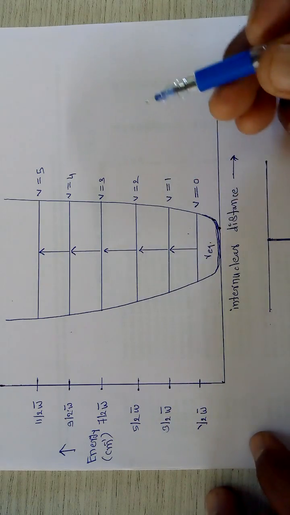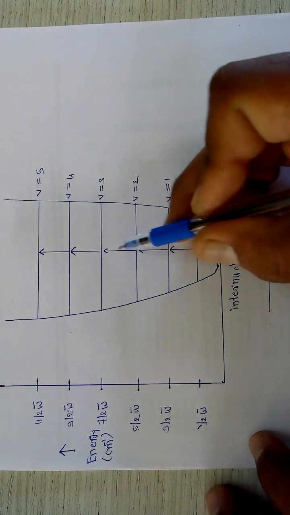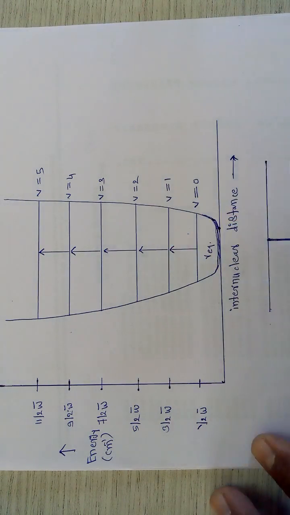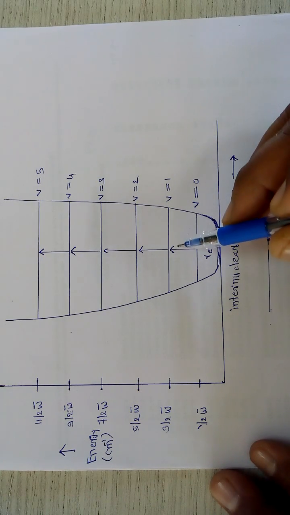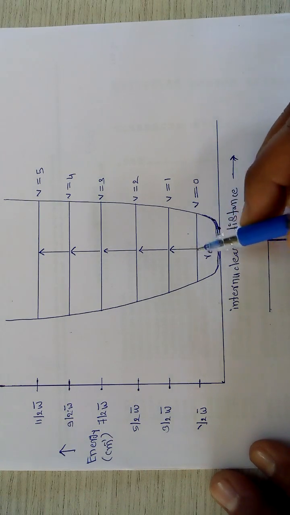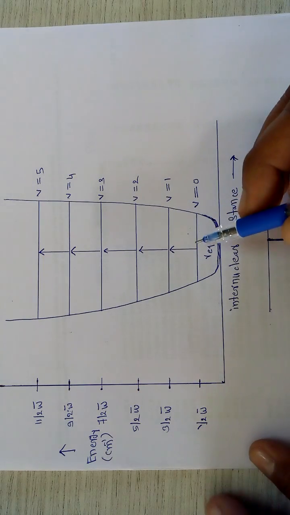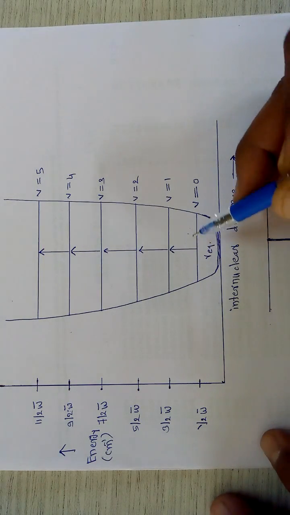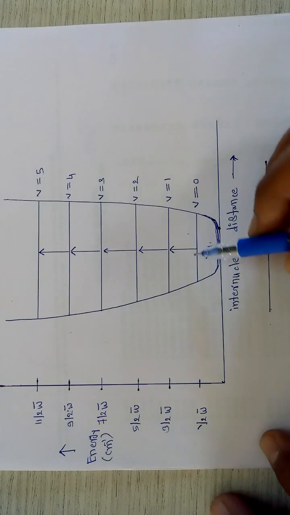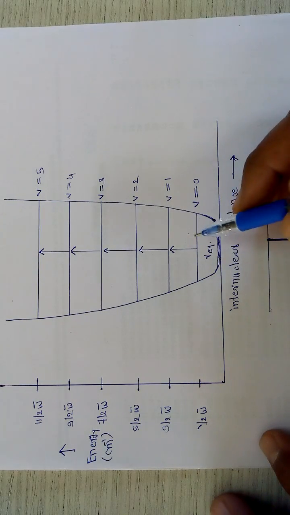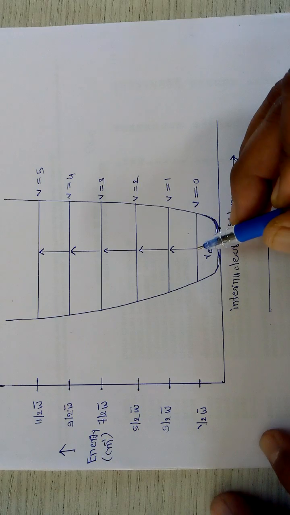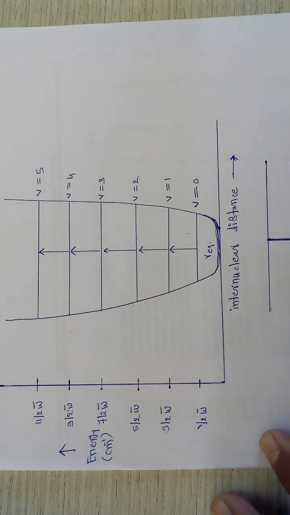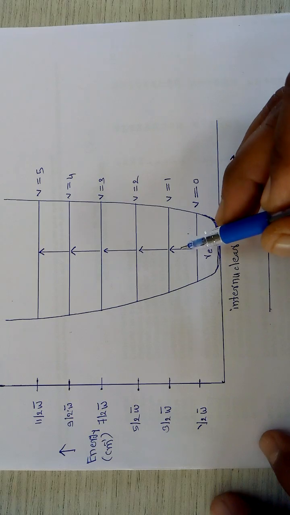The third thing is that we have to consider their allowed transitions. This type of arrow. What is the meaning of this arrow? The arrow pointed from V equal to 0 to V equal to 1. What is the meaning of this? This is the allowed transition for a simple diatomic molecule which goes from V equal to 0 to V equal to 1. So we can say that this is called the allowed transition.